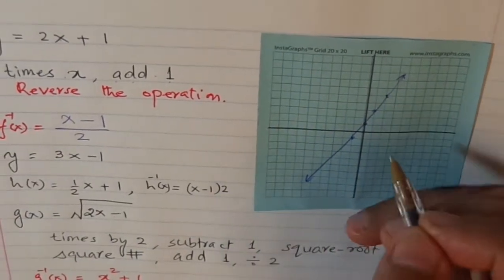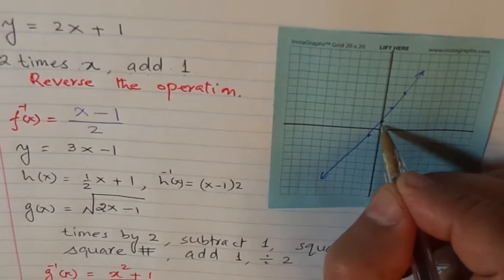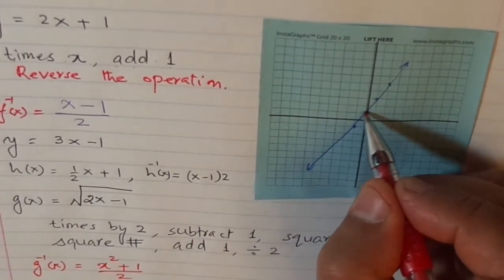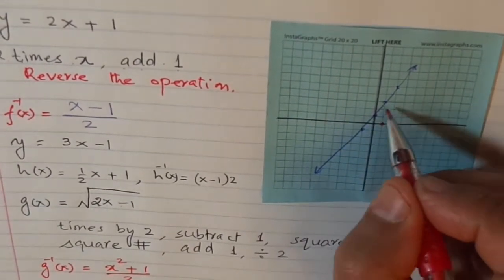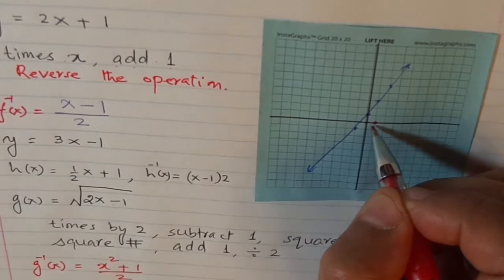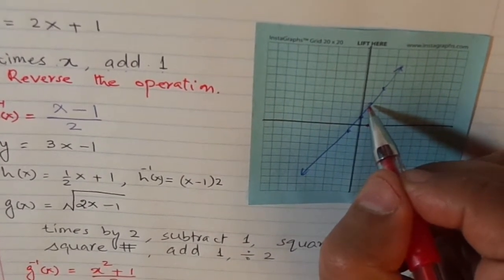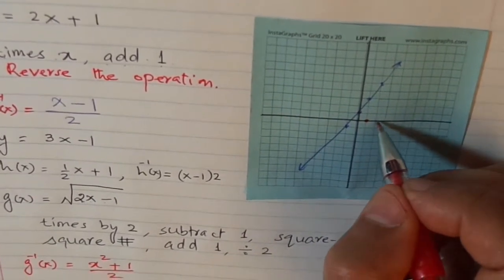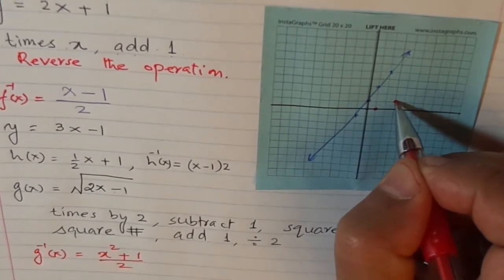For the inverse of this function, these coordinates flip. This point was (0, 1), so when you flip it, it becomes (1, 0). This coordinate is (1, 3), so when you flip it, it becomes (3, 1). So go to 3, 1, 2, 3 and it flips to this point.